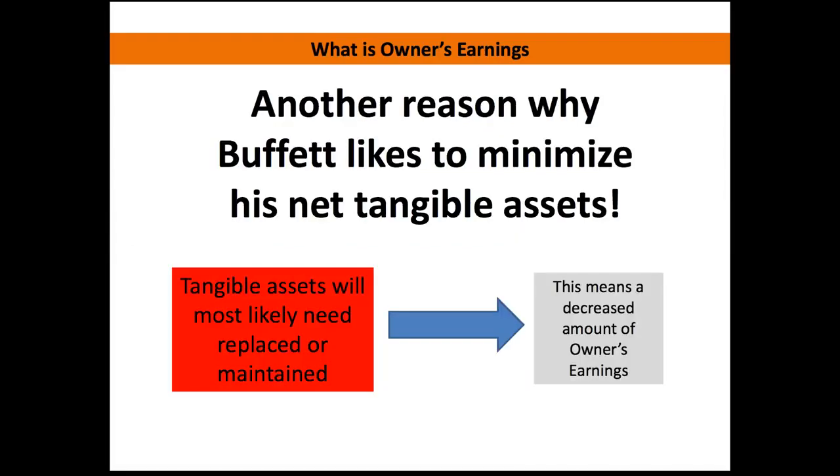As we look at this and understand Buffett's opinion on goodwill and a couple other things, we can see why Buffett likes to minimize his net tangible assets. And this is the reason why. Tangible assets will most likely need to be replaced or maintained. It's like that computer, like all the inventory, like the buildings for Walmart. All those things need to be maintained and replaced, and what this means is a decreased amount of owner's earnings.